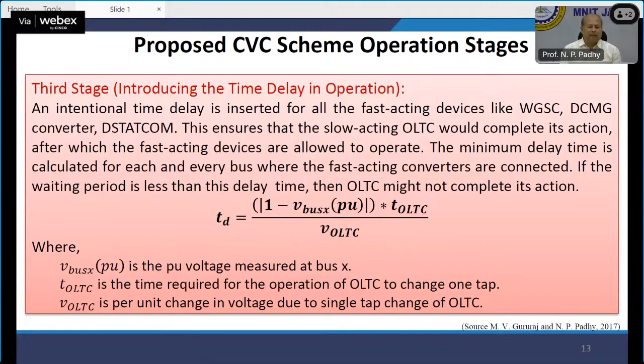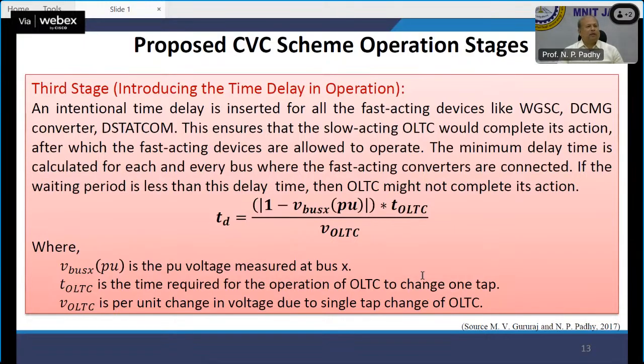So an intentional time delay is inserted for all the fast acting devices like WGSC, DC microgrid converters, DSTATCOM. If you do not allow some delay to the devices, the moment they experience some voltage, they will act, because they are not able to know what to do. Other reasons also they will act. That we do not want to happen. So this ensures that the slow acting OLTC would complete its action, after which the fast acting devices are allowed to operate. Are you getting my point?